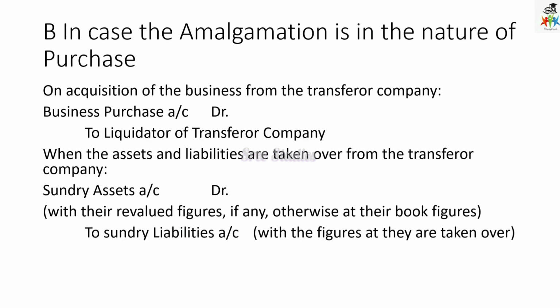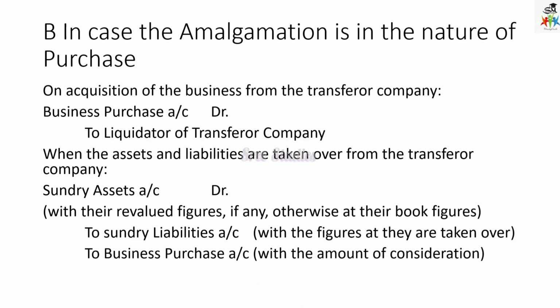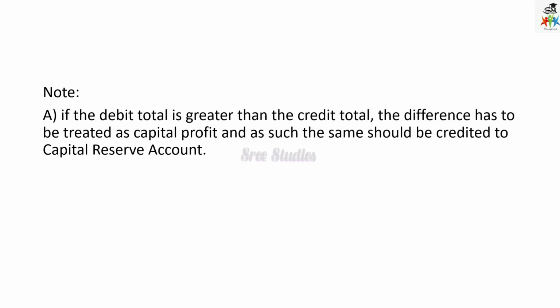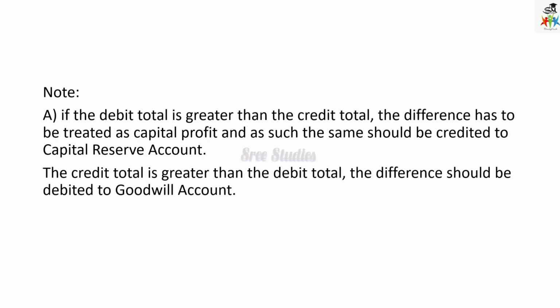And then to sundry liabilities account, if possible write it individually, otherwise take it in total, with the figures taken over. And then to business purchases account. Here you have to note that if the debit total is greater than the credit total, we have to take the difference between the assets and liabilities and the purchase consideration, and the difference should be given either to goodwill account or capital reserve account. If the credit total is greater than the debit total, then the difference should be debited to goodwill account.